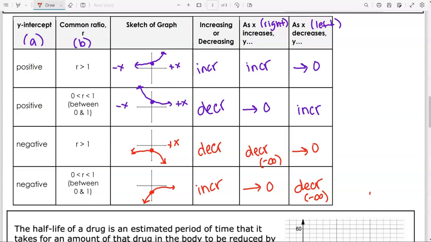So this is the general shape and direction of any scenario that you get, depending if you have a positive y-intercept, a negative y-intercept, and then a ratio bigger than 1 or less than 1.